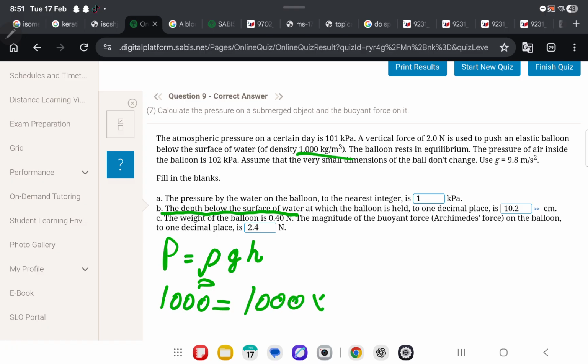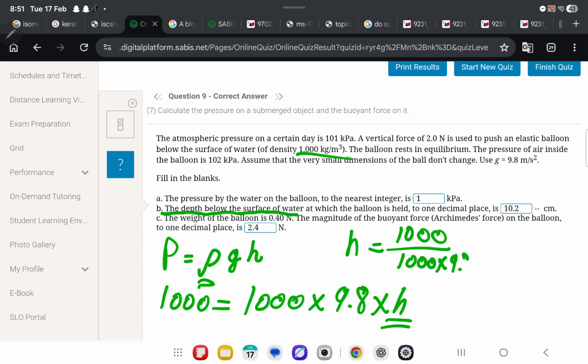times g, 9.8, times h, which is what we want to know, the depth. So what does that mean? h is 1000 over 1000 times 9.8. Now the 1000s cancel out, so it's just 1 over 9.8, which is 0.1 meter, or 0.102 meter. Now remember, meter to centimeter, it's times 10 to the power of 2, right? So multiply by 2, 10.2 centimeter.